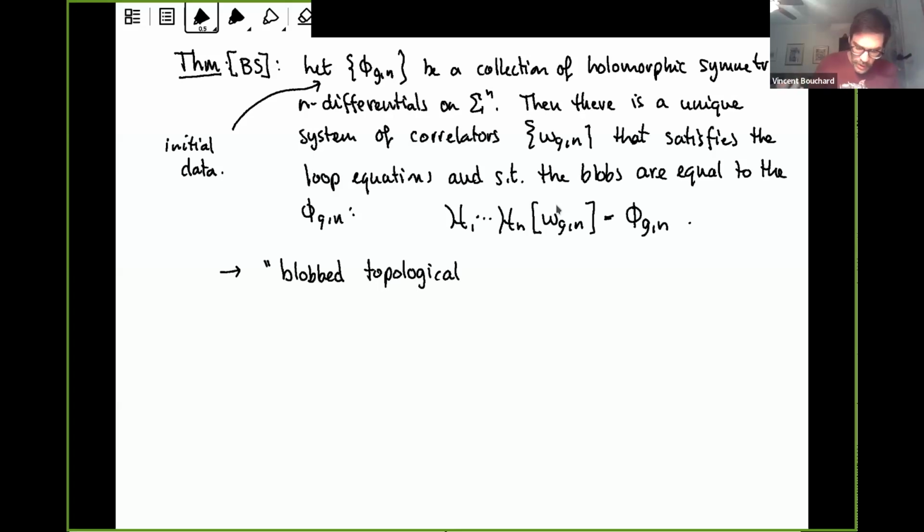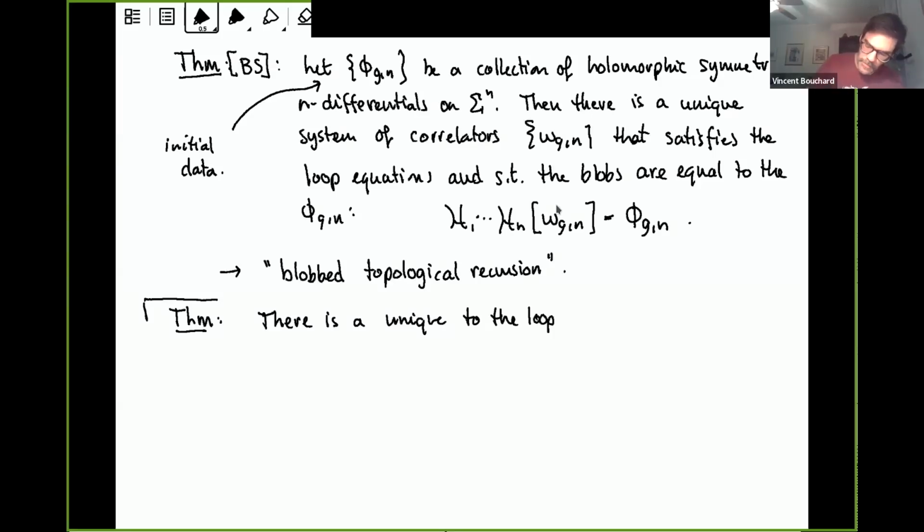Okay, but this equation satisfied by the omega g,n here has become known as blobbed topological recursion since the paper of Borot and Shadrin. And it has found various applications. But the main interest is in the solution where the blobs vanish, right? And it follows, as a corollary from the previous theorem, that there's a unique solution to the loop equations that satisfies the projection property.